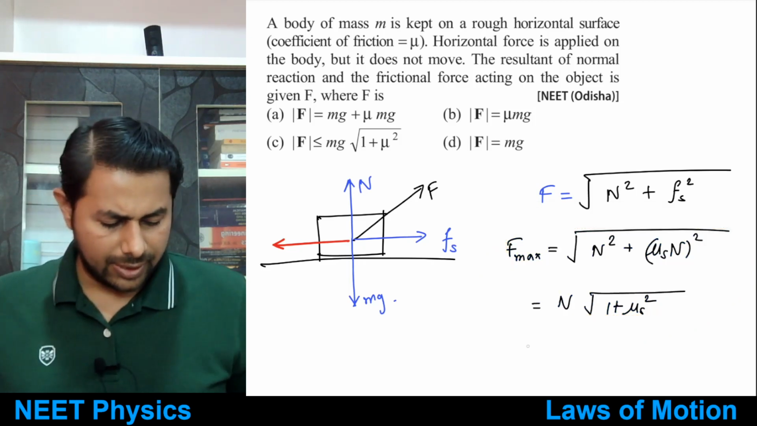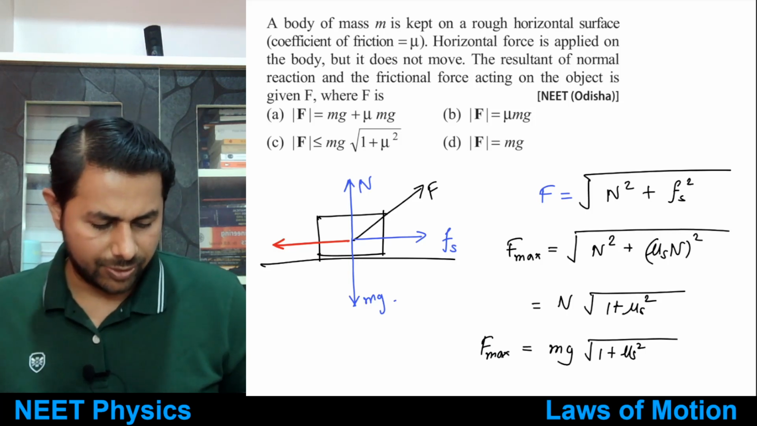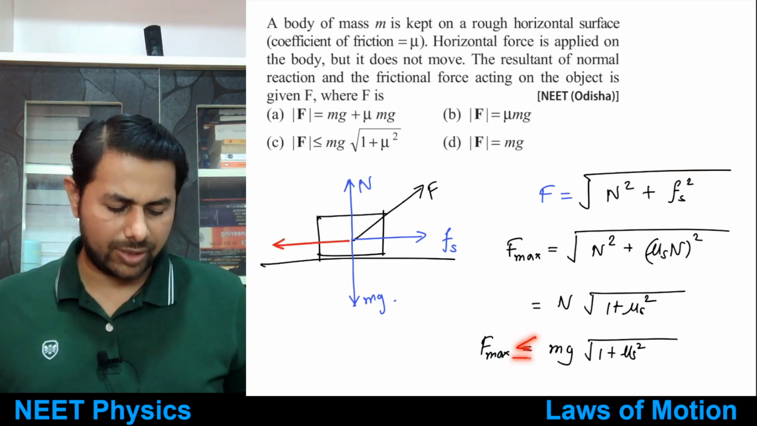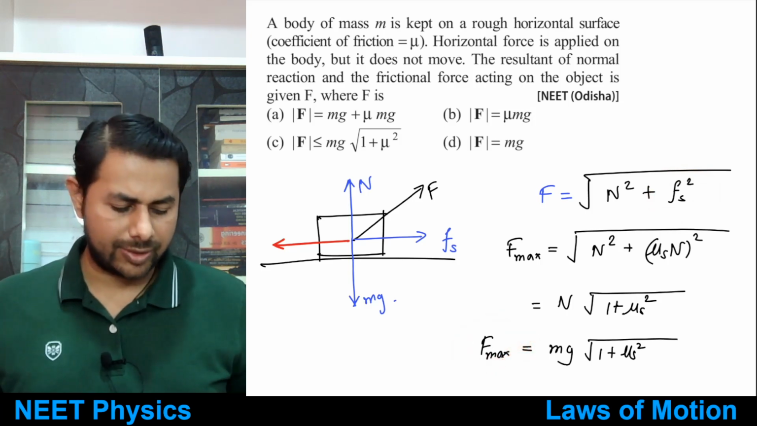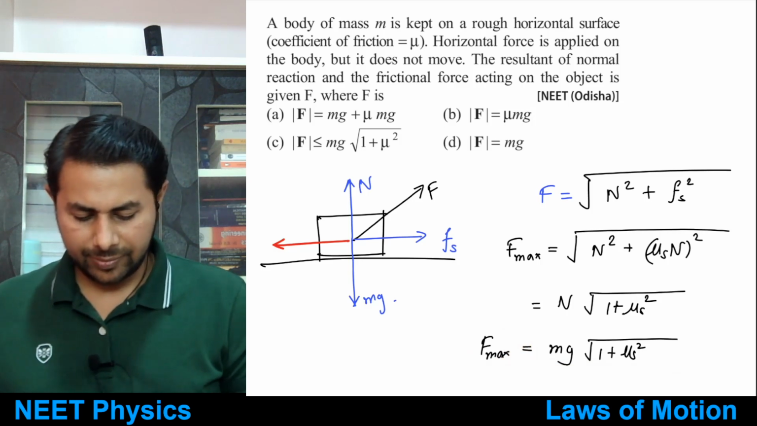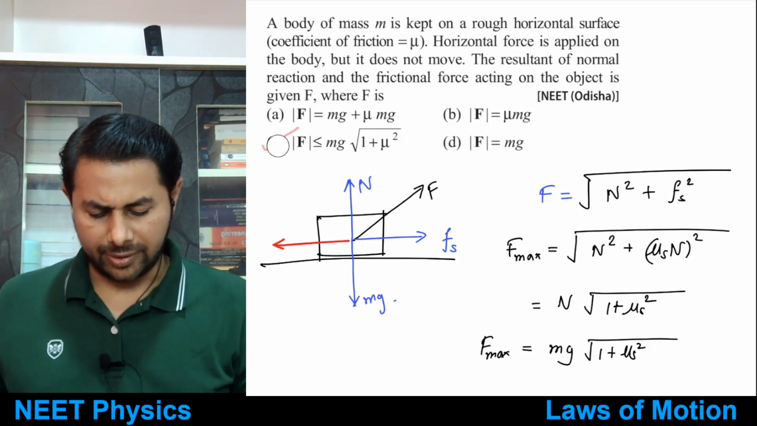Okay, and N is equal to mg, so that's why it is mg multiplied by 1 plus mu s square. So this is the maximum value when the frictional force becomes maximum. That means F is less than or equal to this value. Is this clear, everyone? Yes, no? It's option C.